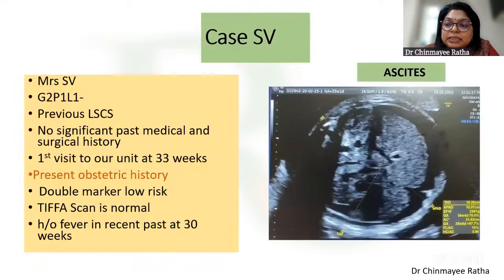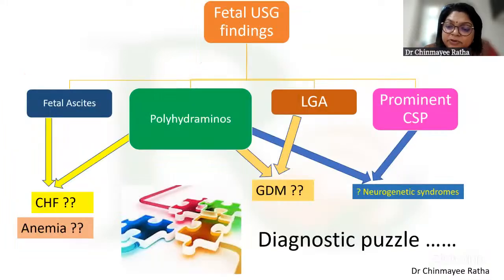So I will show you one case where this woman came to us at about 33 weeks of pregnancy. She is a second gravida, previous cesarean section, no significant medical or surgical history, but there is some unusual finding on the ultrasound scan. She was referred to us because, as you can see here, there is fetal ascites, fluid in the fetal abdomen. And the woman gave a history of some fever.